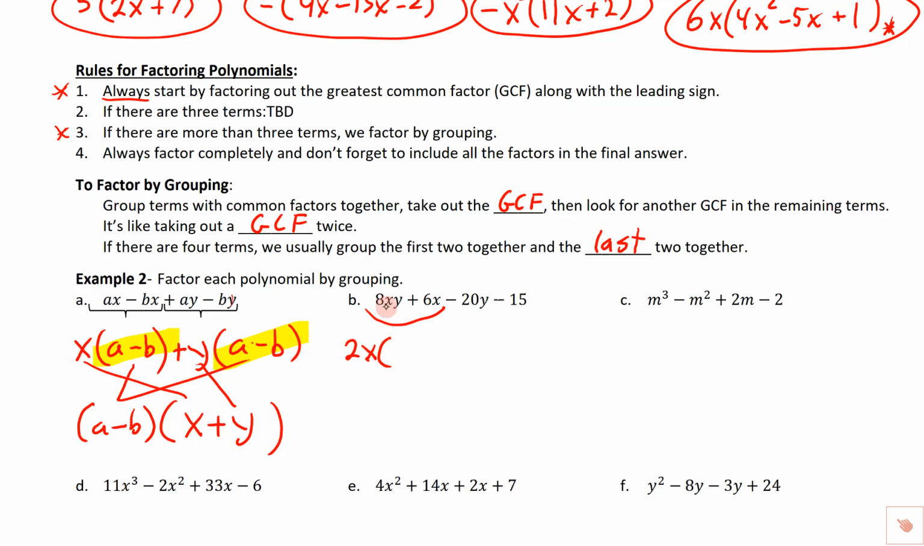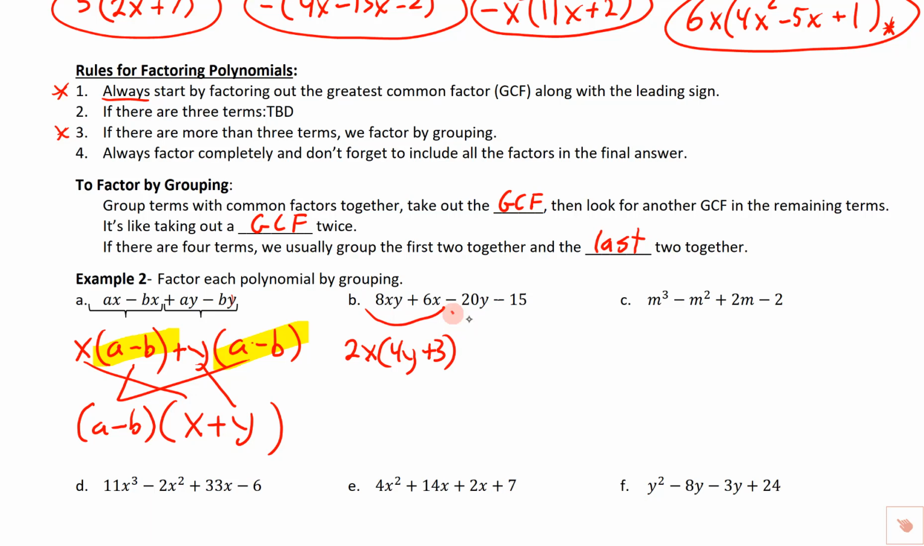Now, what's left of an 8xy if we take out a 2x? Well, out of the number, if you take a 2 out of an 8, you're left with a 4. And out of an xy, if you take out the x, you're left with a y. And then we've got a 6x right here. If you take out a 2, you're left with a 3. And if you take out the x, you're just left with a 3. So we've taken out a 2x out of the two of these, and we're left with a 4y plus 3, and we write that down in parentheses.